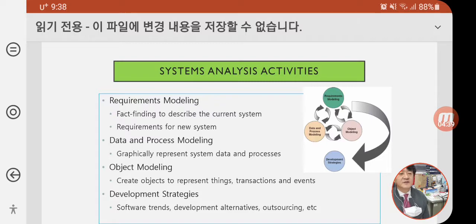Various system analysis skills we use: strong analytical skills and interpersonal skills, and then team-based techniques. The objective is to deliver the best possible system at the lowest possible cost in the shortest possible time.